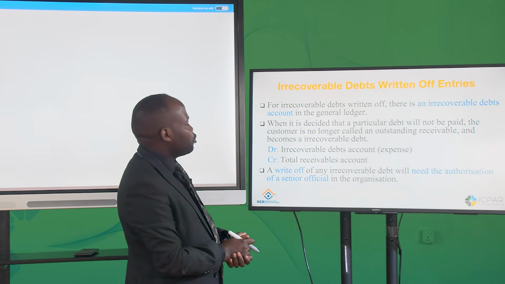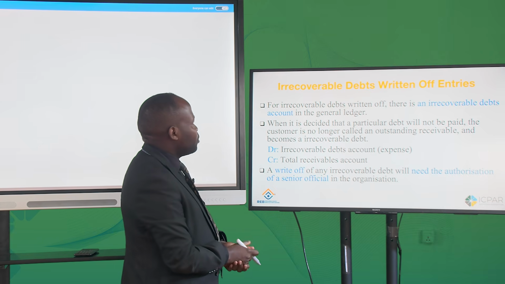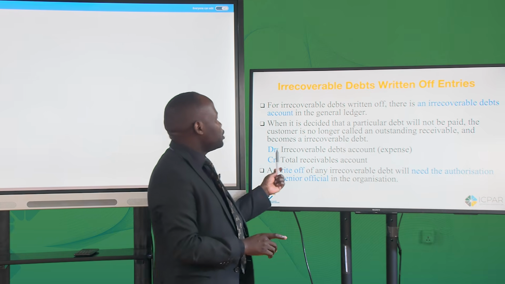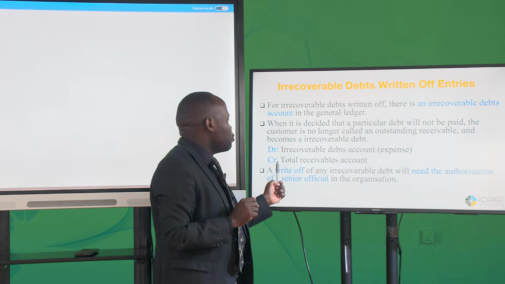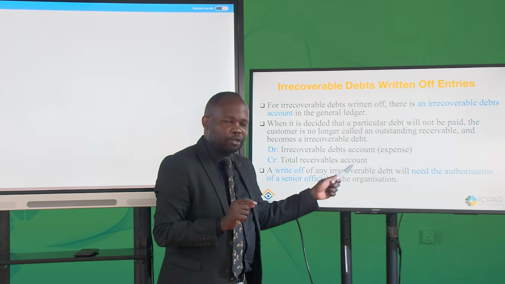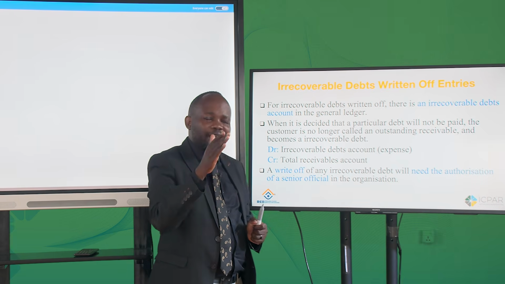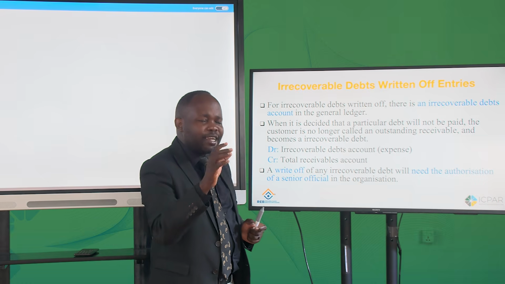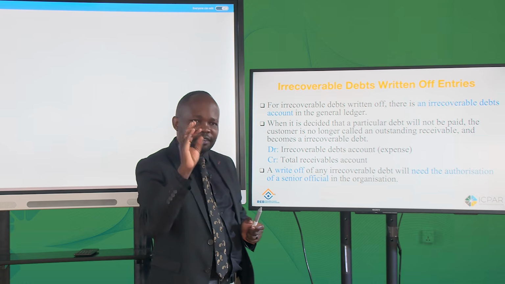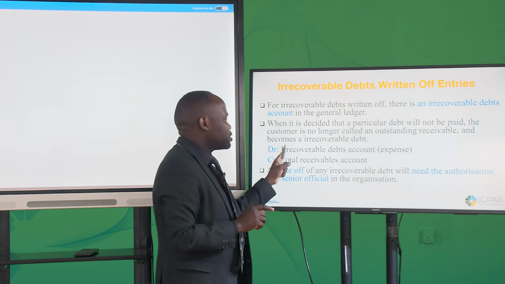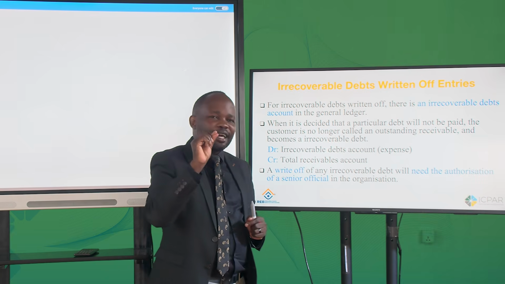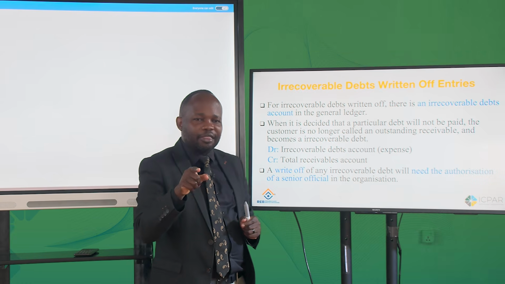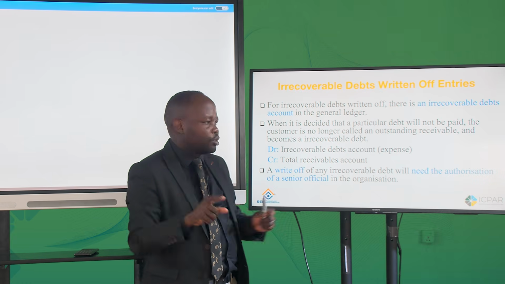Now, how do we write off irrecoverable debts? Whenever there is irrecoverable debt, you debit irrecoverable debt as an expense and you remove it from the receivables account. So you deduct the debt on the credit side of the receivables account, and you debit irrecoverable debt as an expense. So when there's an expense, you debit. And then in the receivables account, you credit.